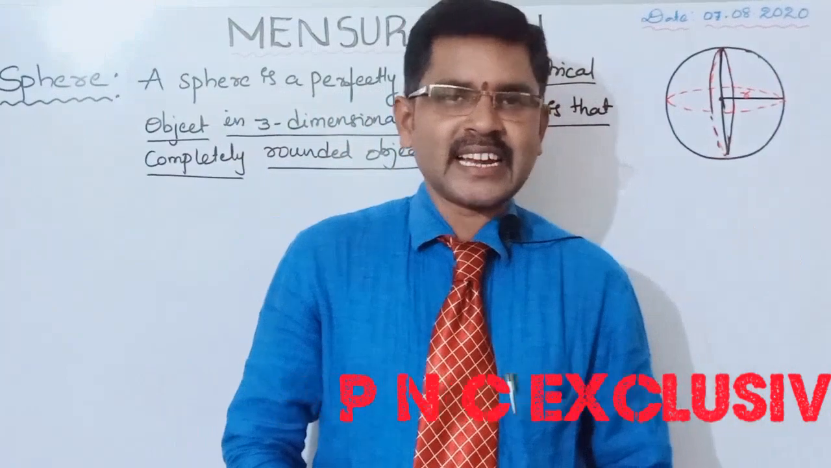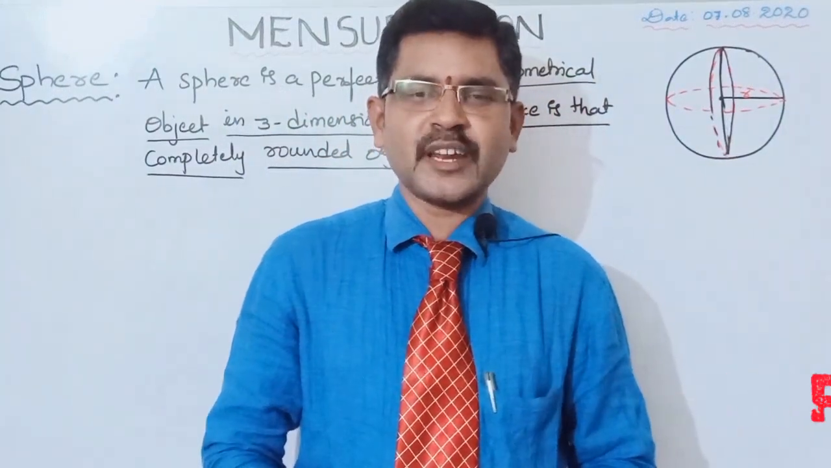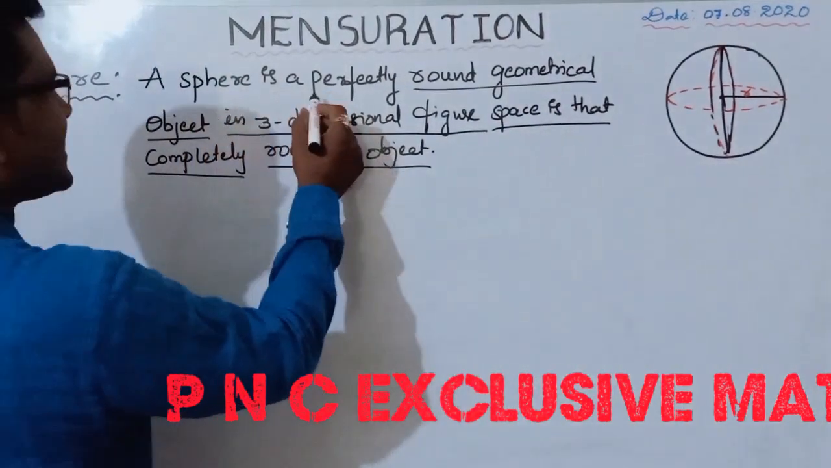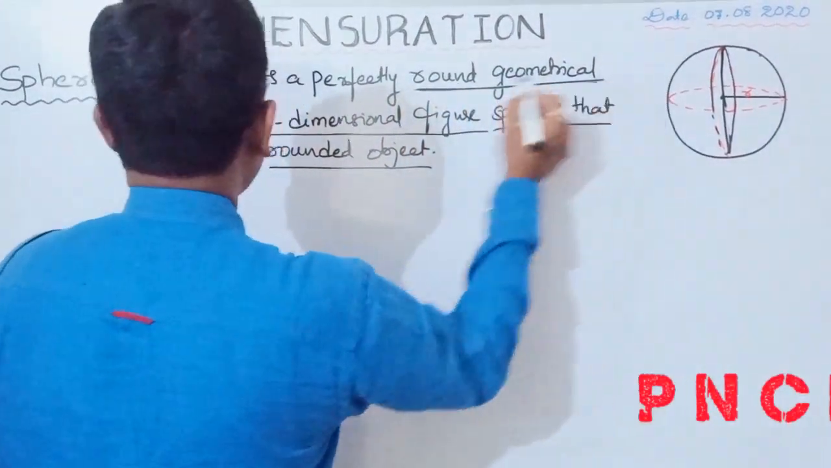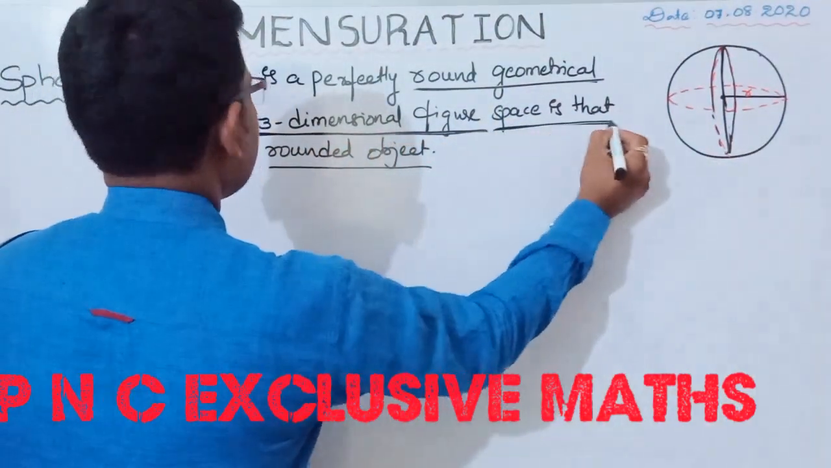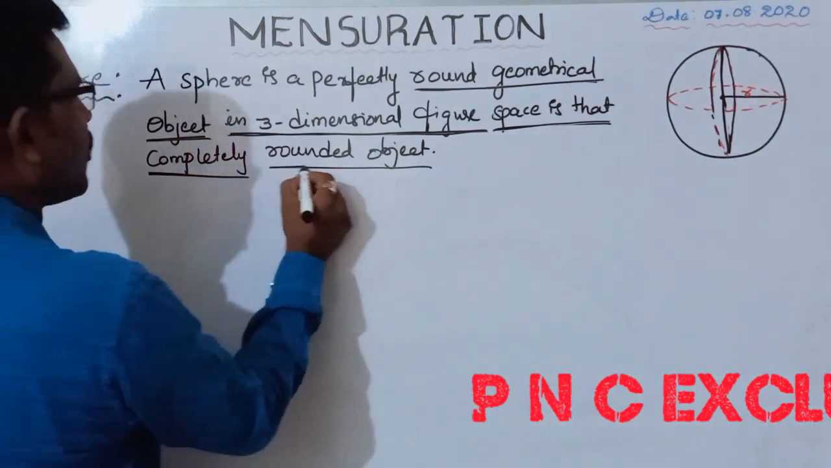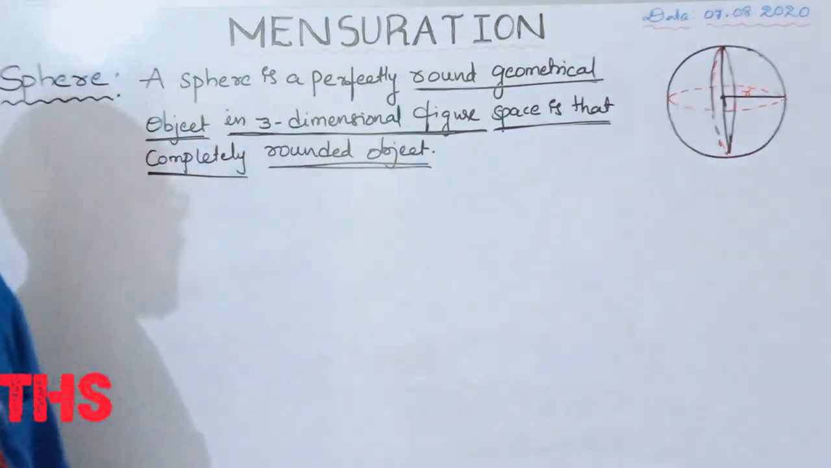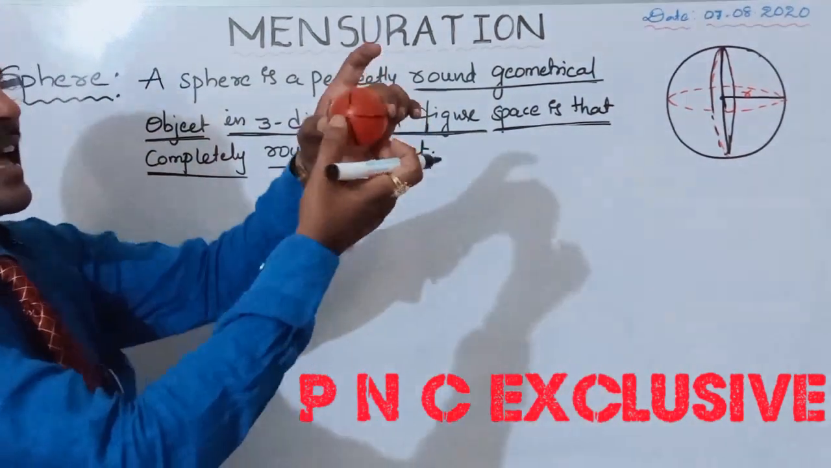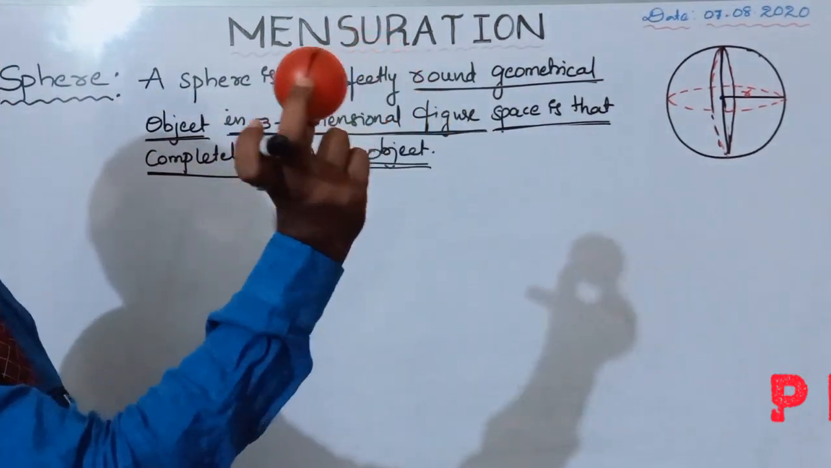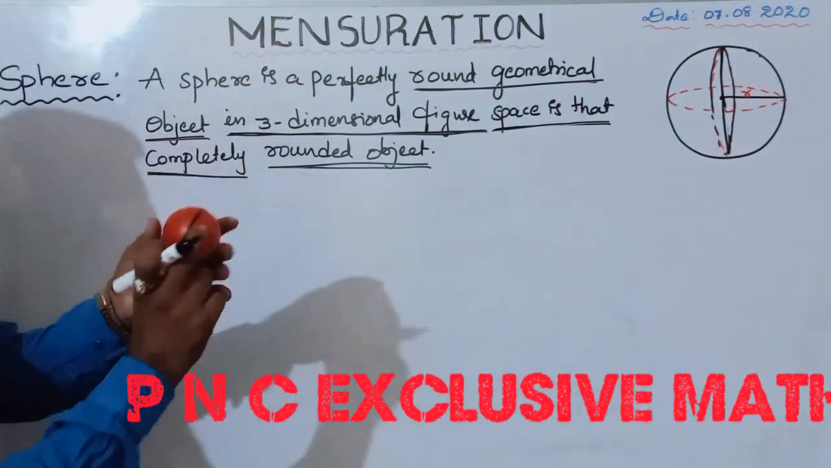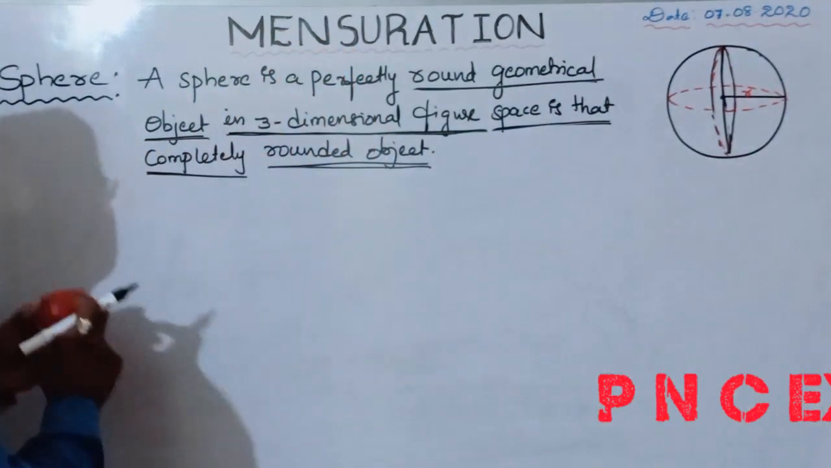Now friends, let us know about one more 3-dimensional figure, that is the sphere. A sphere is a perfectly round geometrical object in 3-dimensional space, a completely rounded object. That's why the sphere looks like a ball, like a globe. Such solids are called spheres.